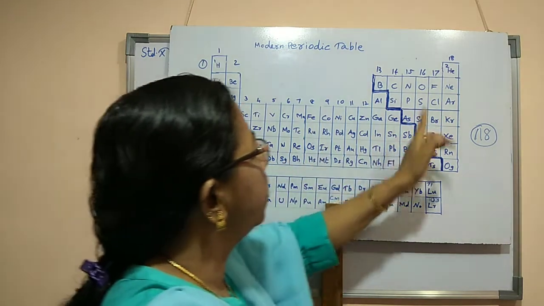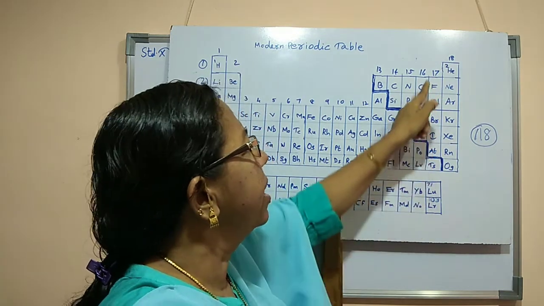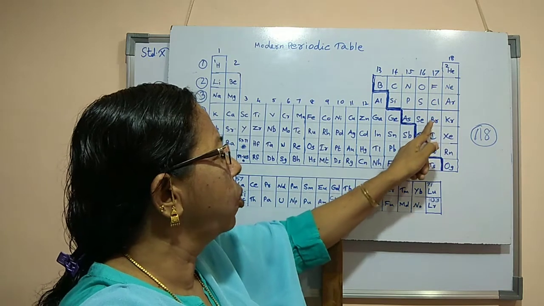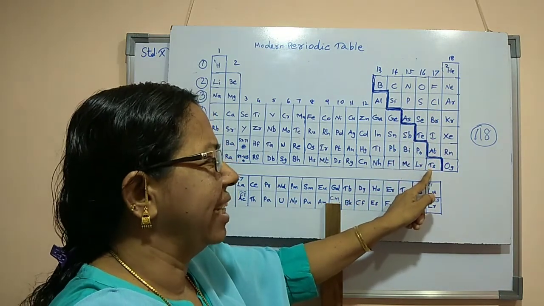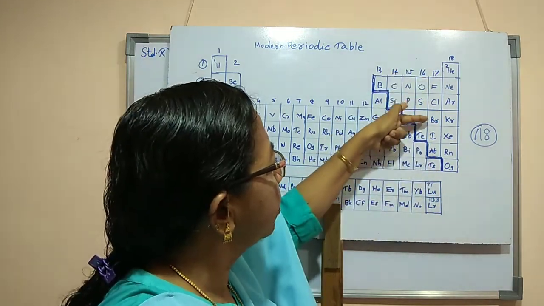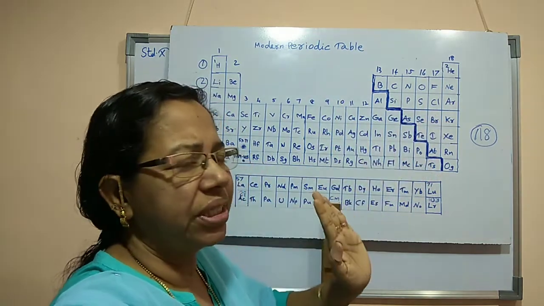Then we are coming to here. This is the seventh group, or we can say the halogens. They are fluorine, chlorine, bromine, iodine, astatine as well as tennessine. But all these are not necessary for you. You have to study up to bromine, maximum bromine.